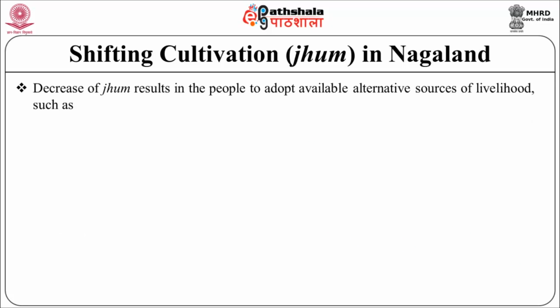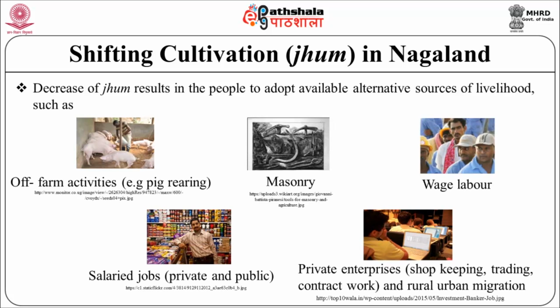The decrease of jhum results in people adopting available alternative sources of livelihood such as off-farm activities, for example, pig rearing, machinery, wage labor and so on. Salaried jobs, private or public, and private enterprises, that is shopkeeping, trading, contract work and rural-urban migration.